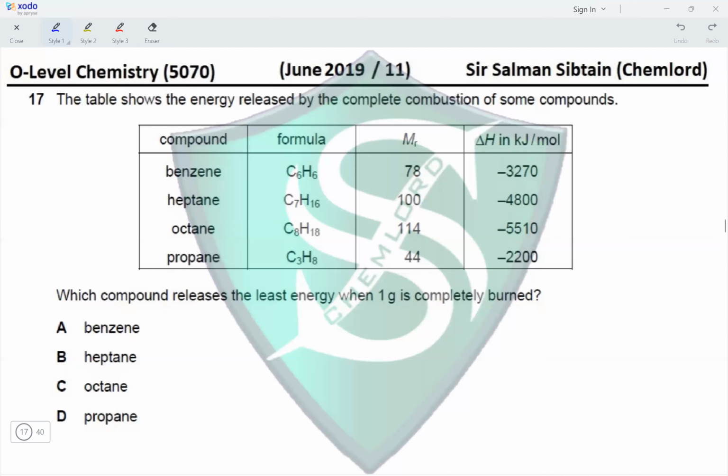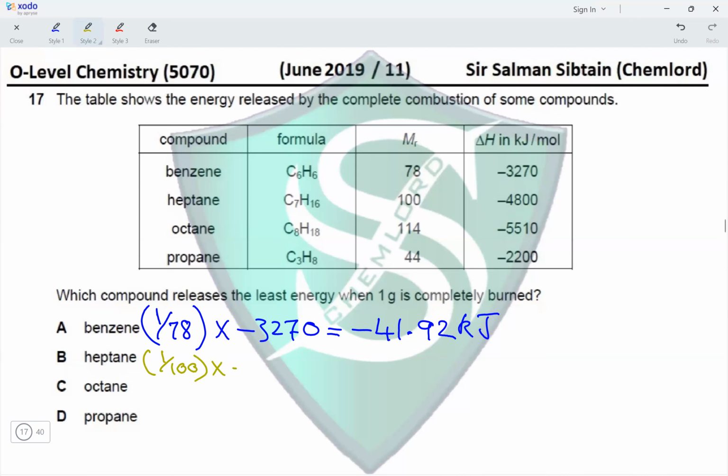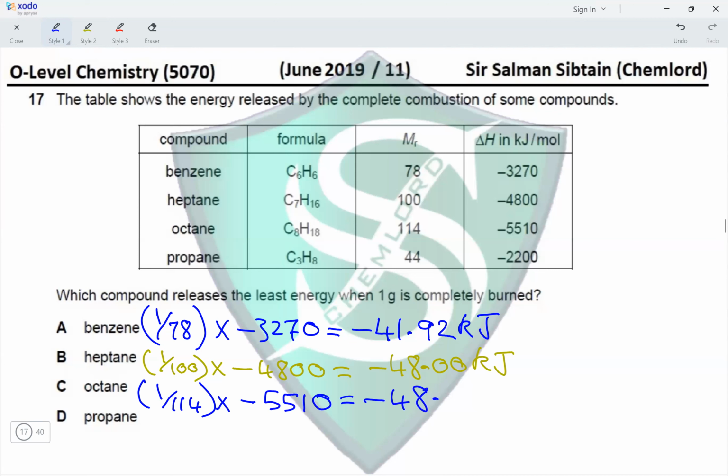So for benzene, it would be 1 divided by 78 multiplied by minus 3270, giving us a value of minus 41.92 kilojoules. For heptane, this would be 1 upon 100 into minus 4800, which will give us a value of minus 48.00 kilojoules. For octane, this would be 1 upon 114 into minus 5510. This would give us a value of minus 48.33 kilojoules. And for propane, this would be 1 upon 44 into minus 2200, which gives us a value of minus 50.00 kilojoules.